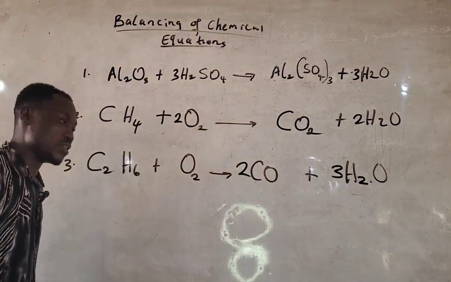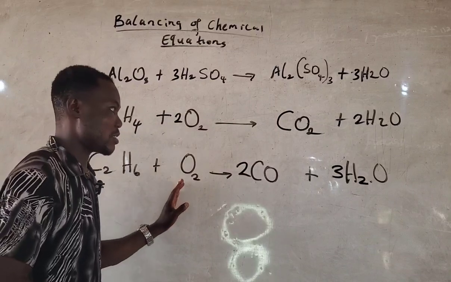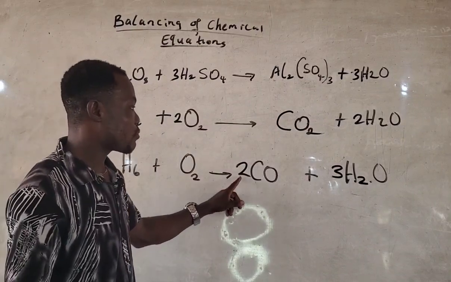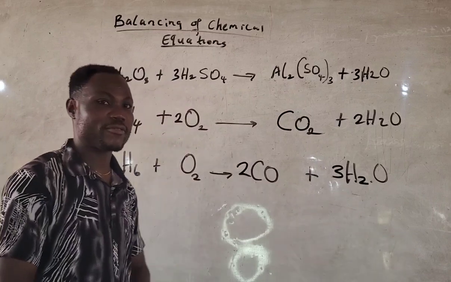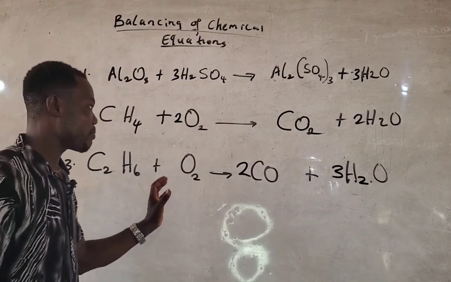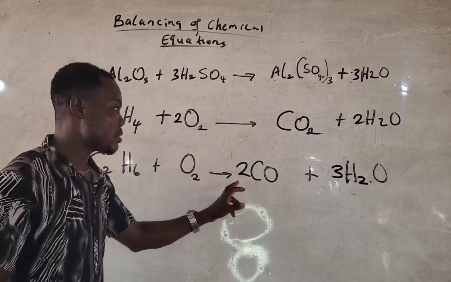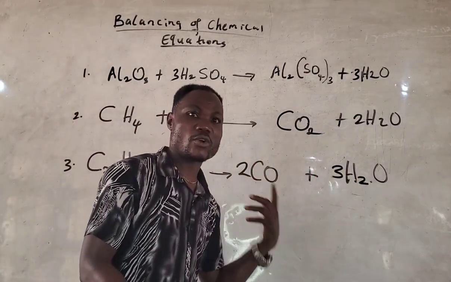Then remaining is oxygen. Let's check if oxygen is balanced. We have 2 here for oxygen. Then what do we have here? We have 2 plus 3, 5. So it's not balanced. So what do we do? We have just 2 atoms of oxygen here, but we have 5 on this side. So how do we balance it?